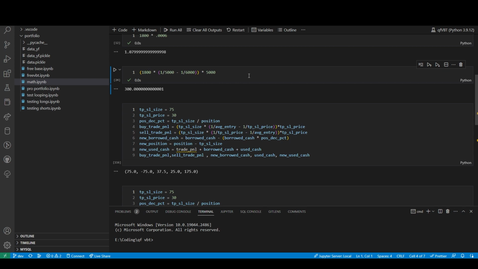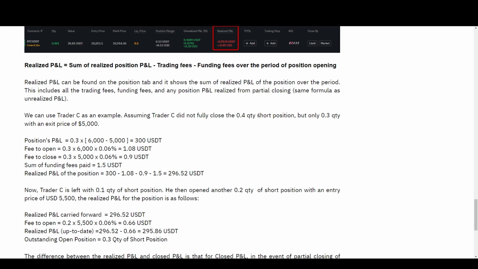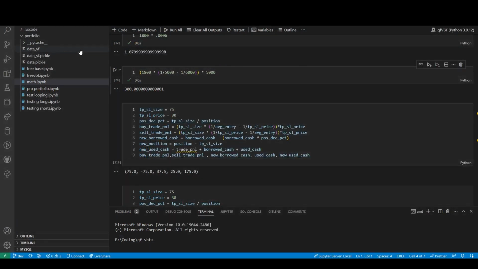So this is a short. That's so weird, because this example right here is the short position. The exiting price of 5,000. But I just realized that here, 1 over 5,000 is bigger than 1 over 6,000. So in order to get rid of the negative, you do this.